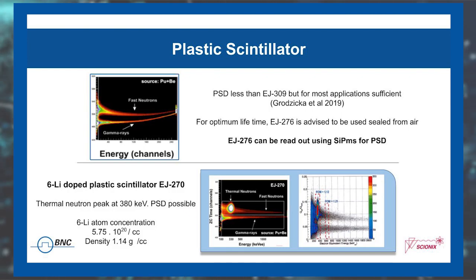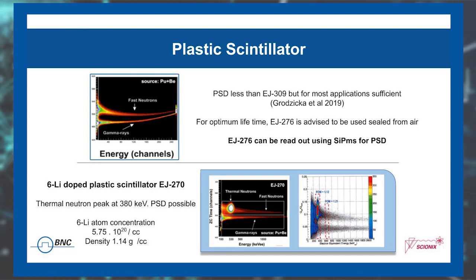The pulse shape discrimination is almost as good as EJ-309, which is a liquid scintillator, but for most applications, it's absolutely sufficient. There were some very nice recent publications about this that show you the scatter plots and the figure of merit for EJ-276 scintillators. The only thing is, it's advised to keep the material sealed from air, because there are indications that in the long term the material loses a little transparency. EJ-276 can be read out using silicon photomultipliers, and we can also do pulse shape discrimination for smaller size samples.